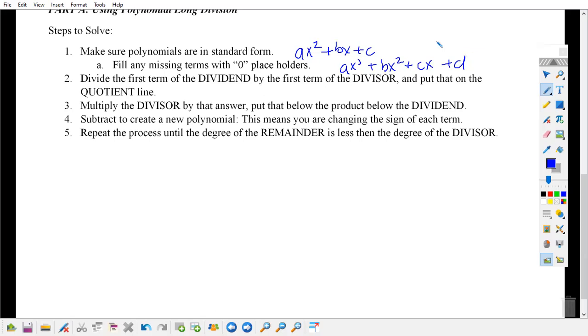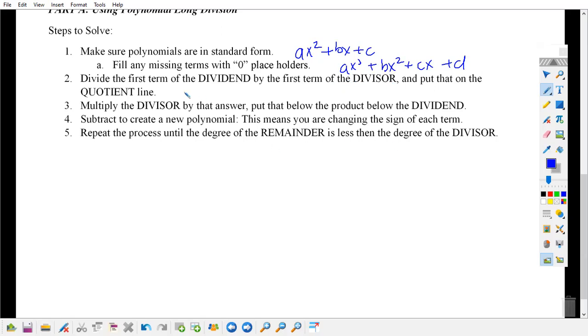Now, if I'm missing my b term, I'm going to put a 0 in its place. Does that make sense? If I'm missing my c term, I'm going to put a 0 in its place. All terms need to be present. There are times where, as you get better, you'll learn, okay, I can do this without that 0. But until you get to that, just put the 0 and do the math, okay?